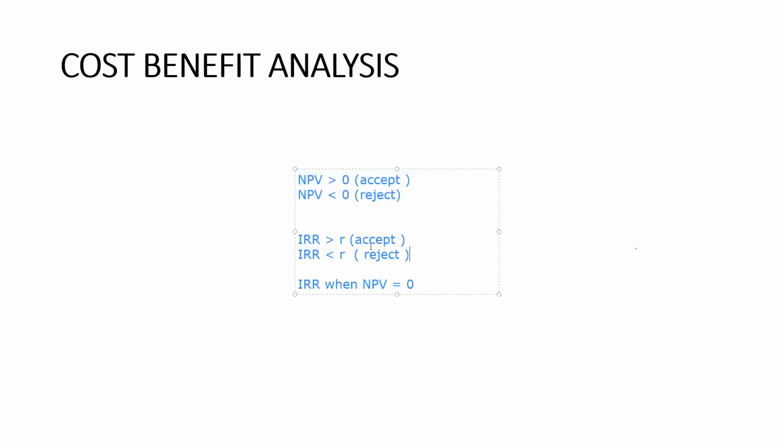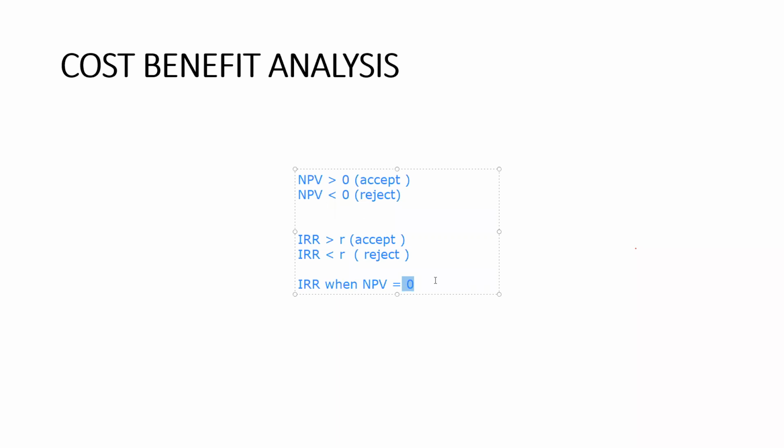But for IRR, you are not giving the actual rate. You're only giving the minimum acceptable rate. So for the company to accept the project, the rate you'll be calculating when NPV is equal to 0 must be greater than the minimum acceptable rate the company is bringing forth. But if it is less, you need to reject.